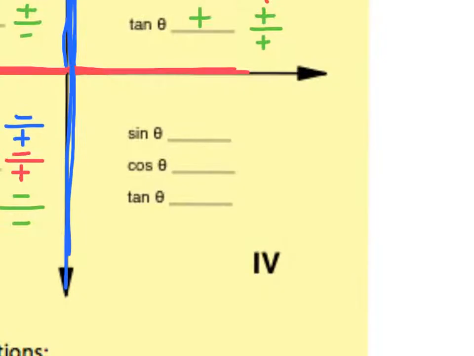Alright, last one is the fourth quadrant. So sine is y over h, y's are negative, h's are positive, so sine is negative. Cosine, the x's are positive, the h's are positive, so cosine is positive. And then tangent is y over x, y's are negative, x's are positive, so tangent is going to be negative.